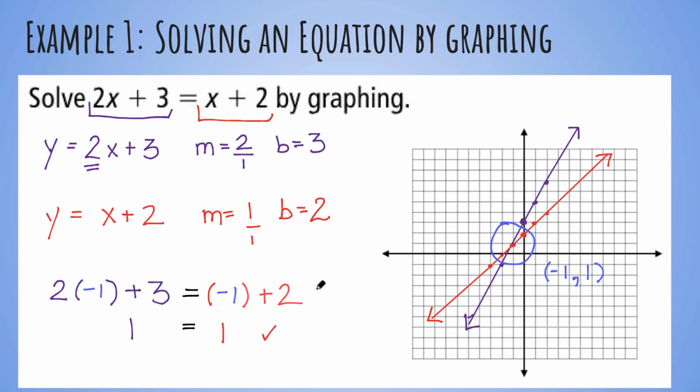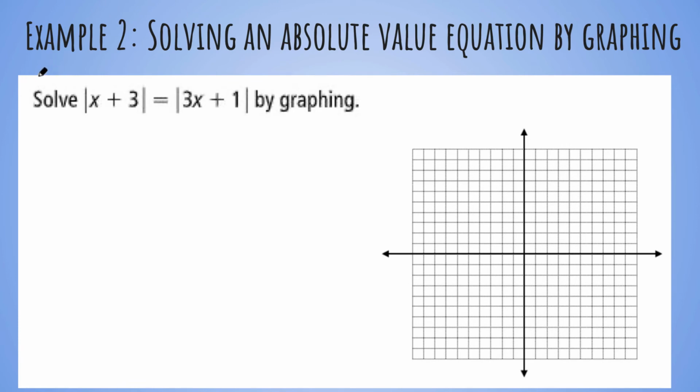So that checks. So our solution, x equals -1. Okay, so on our second example, solving an absolute value equation by graphing. So we're looking at absolute value now. So this is a little bit different.